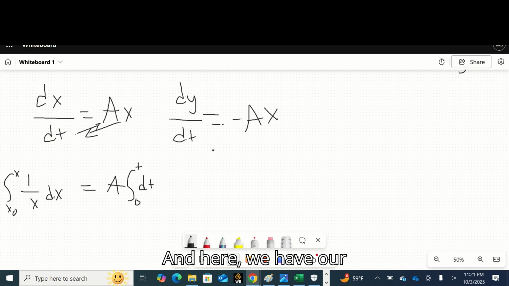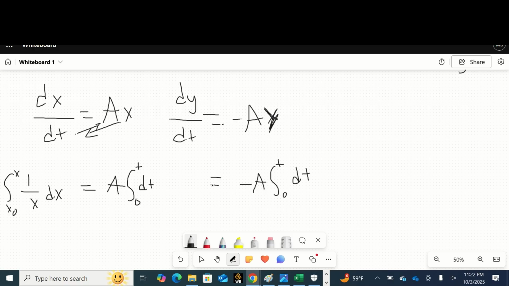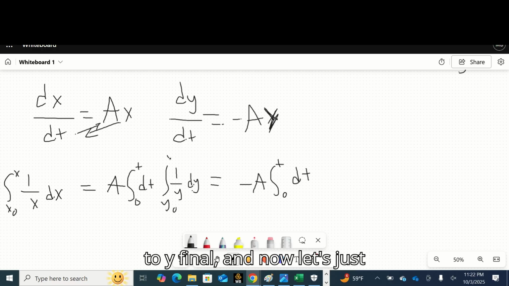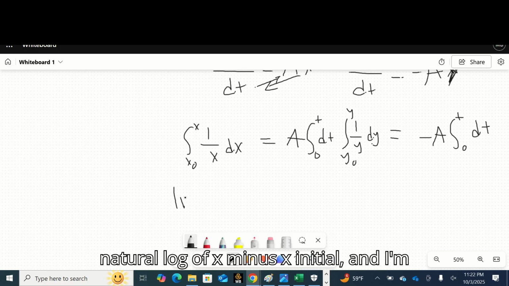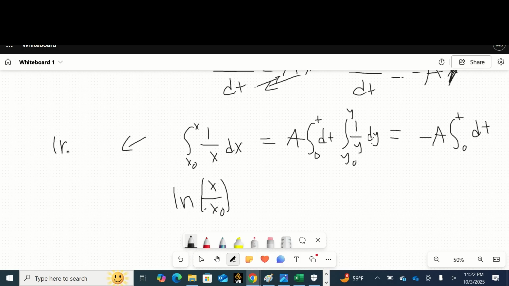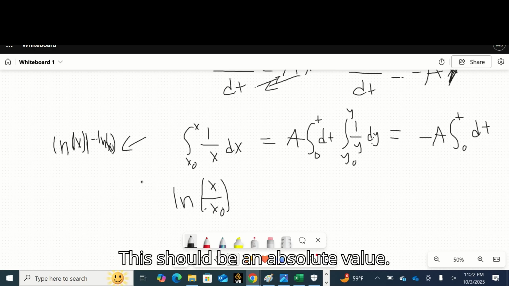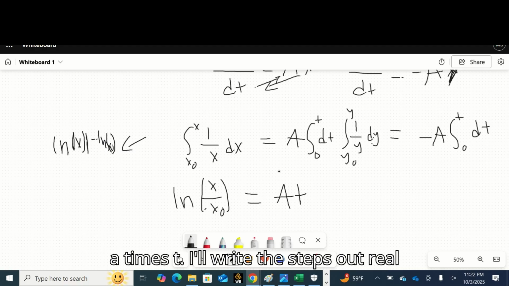And here we have our dy over dt. So if we go ahead and do the same thing here, oh, this should be a y. I don't know why I made that an x. Equals 1 over y dy from y initial to y final. And now let's just integrate. So it's going to be the natural log of x minus x initial, and I'm simply going to use my log rules here. I'm going to skip a step, but I can show that to the side really quickly. This should be an absolute value. Equals, this is going to be a times t. I'll write the steps out real quick.